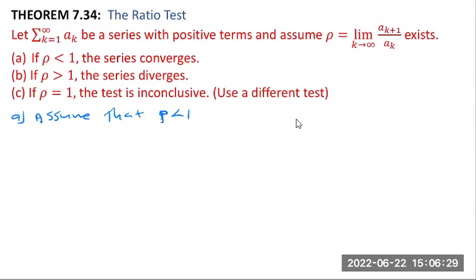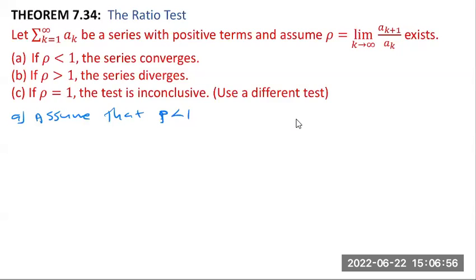And also notice that rho cannot be a negative number. Why is that? Look at the terms of this sequence, a_(k+1) over a_k. This is clearly a positive quantity, right? Because all the terms of this series are positive. This quantity has to be positive. So you are taking the limit of a positive sequence. So this rho has to be a non-negative number. It cannot be a negative number.